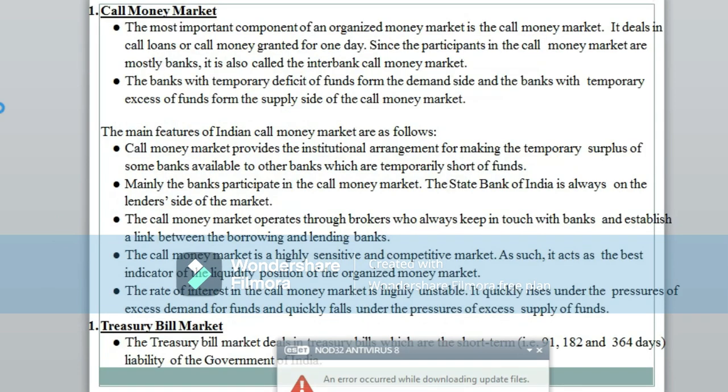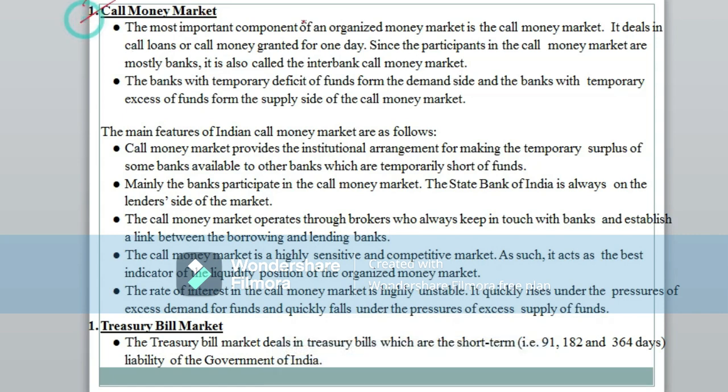Now let us see a few details of the call money market. It is getting a bit boring, but we will go on to understand. The call money market is the most important component of the organized money market. In the call money market, it depends on the call loans or call money granted for 1 day. So whatever money is granted for 1 day will be called call money.